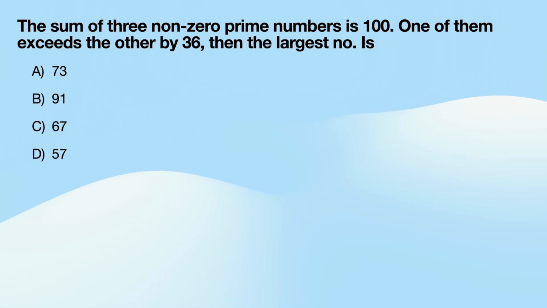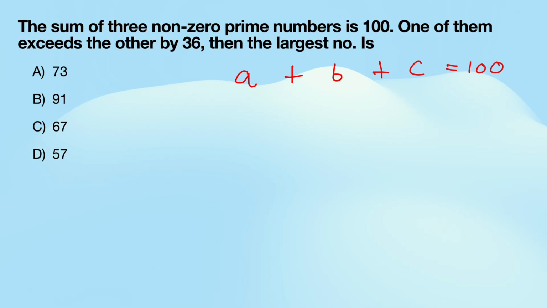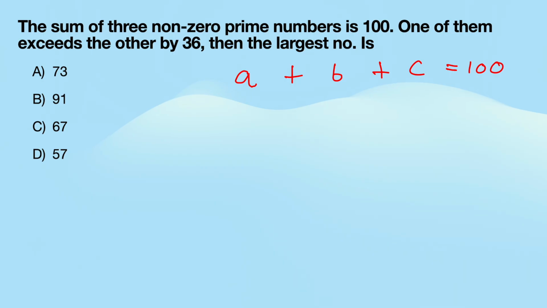See this question, very interesting question. You just have to think a bit, right? In this question, what is given? That the sum of three non-zero prime numbers, means three prime numbers are there, okay, and their sum is 100. It means if I let three numbers be A, B and C, then their sum is given as 100, right? Okay, it is also given that one of them exceeds the other by 36, means one number is greater than the other by 36. If A is the number, suppose B is such that it is greater than A by 36, right? I can write like that?